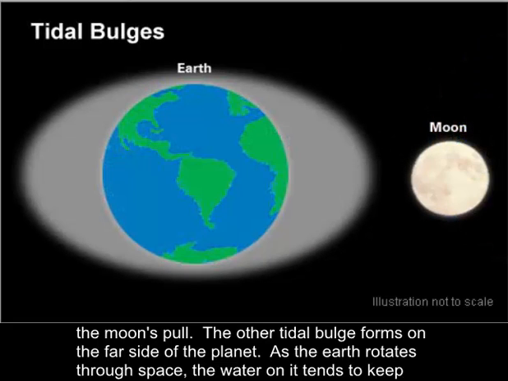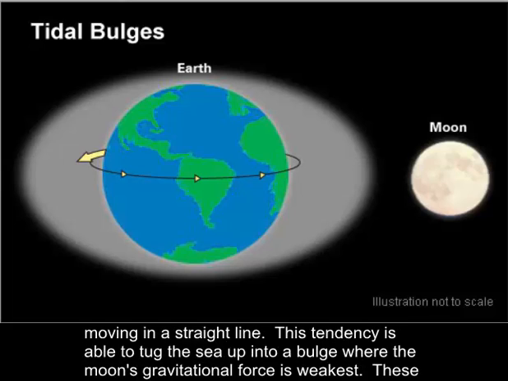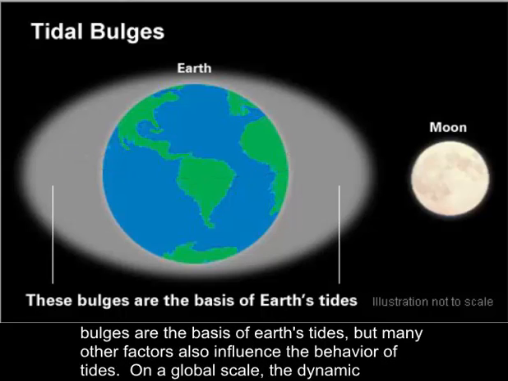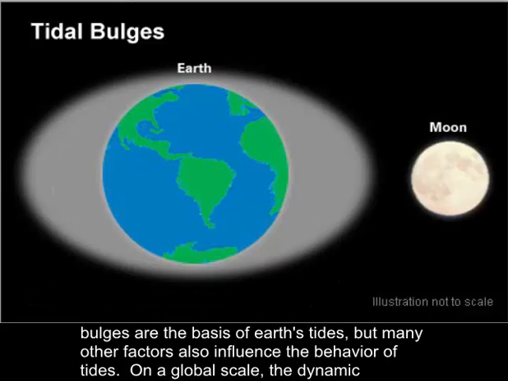The other tidal bulge forms on the far side of the planet. As the Earth rotates through space, the water on it tends to keep moving in a straight line. This tendency is able to tug the sea up into a bulge, where the moon's gravitational force is weakest. These bulges are the basis of Earth's tides, but many other factors also influence the behavior of tides.